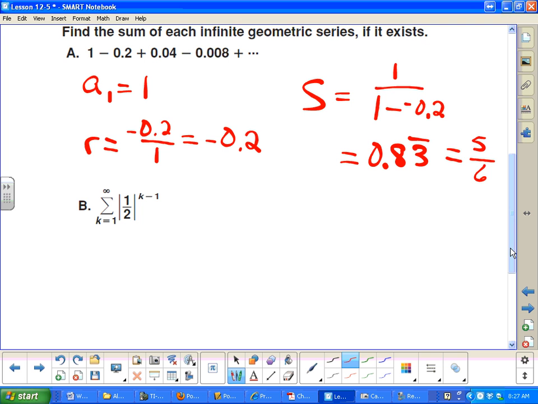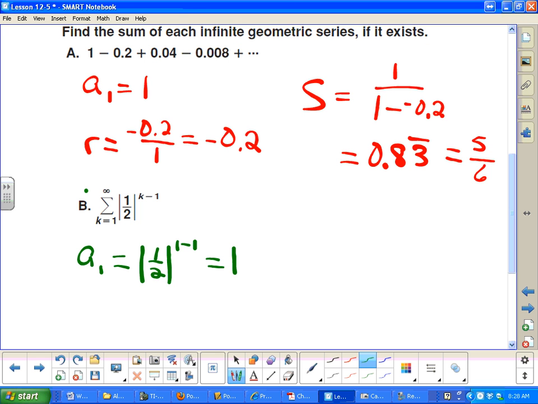Now notice then on letter B that we have infinity as our value of n in this case. All right, because we're talking about infinite geometric series, so I'm just going to keep adding more and more and more and more. So to find a sub 1 in this case, we need to put in 1 for k. So we get the absolute value of 1/2 to the 1 minus 1 power. Well, what's anything raised to the power of 0? 1. Okay. So my first term, again, is real nice. It's 1.